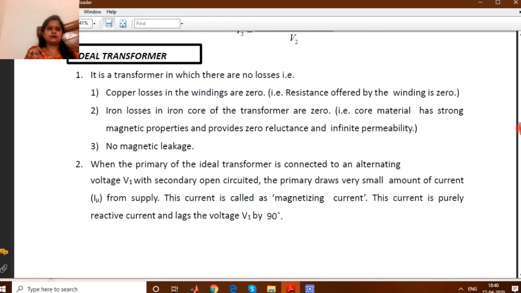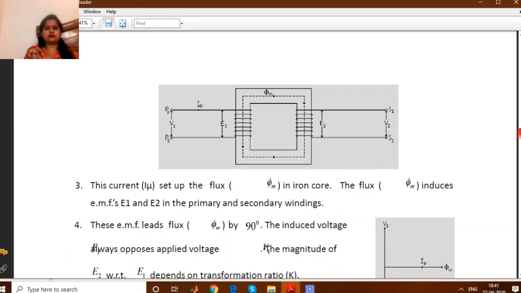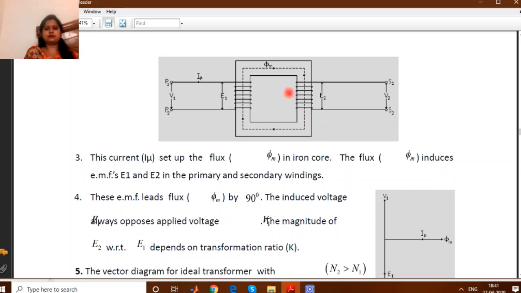Now, the ideal transformer. An ideal transformer is a transformer where there are no losses, right? So copper losses in the windings are 0, iron losses in the core of the transformer are 0, and there is no magnetic leakage. So a transformer having no losses or very little losses, and approximately 100% efficiency, is called an ideal transformer. This is the circuit of an ideal transformer. There is no winding resistance or reactance here, and on the secondary also there is no winding resistance or reactance. So this is called an ideal transformer.